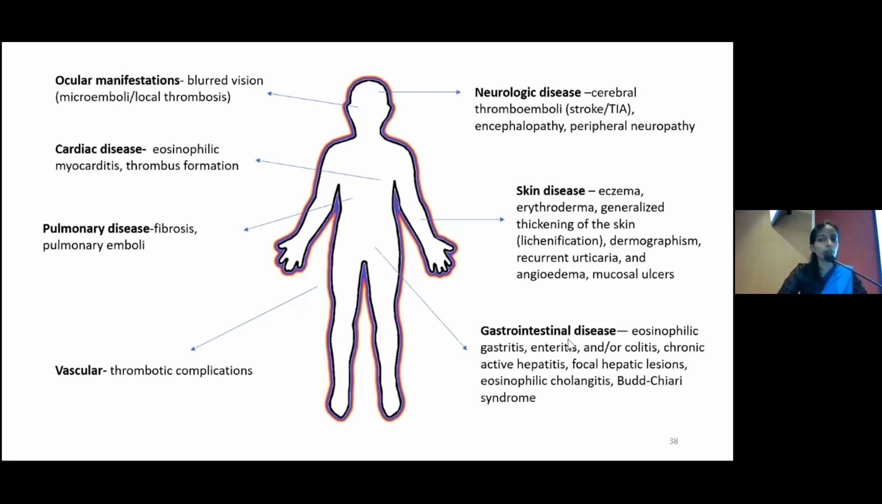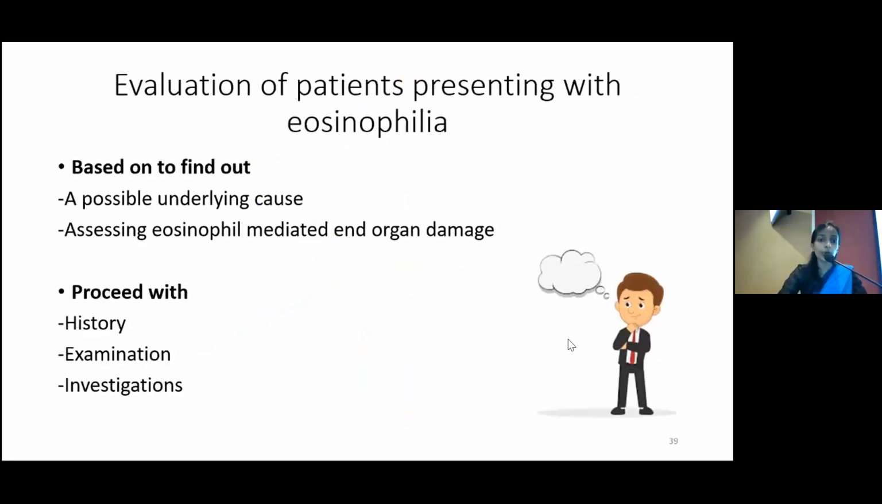Neurological disease involves stroke, TIA, encephalopathy, and peripheral neuropathy. Skin disease can vary from eczema, erythroderma, lichenification, dermographism, recurrent urticaria, and angioedema to mucosal ulcers. And it can affect any part of the gastrointestinal tract, causing gastritis, enteritis, colitis, hepatitis, and even cholangitis. So how will you evaluate a patient with eosinophilia?